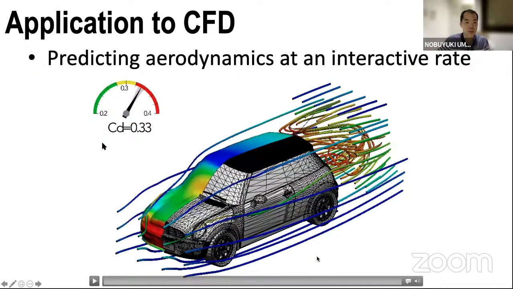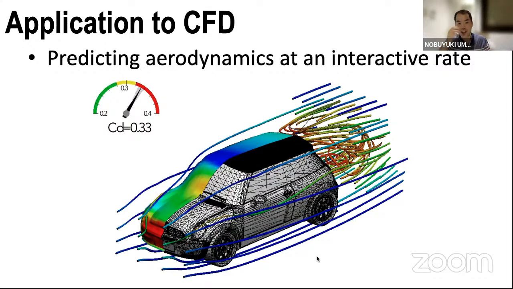Sorry. CD value stands for coefficient of drag. So actually, this stands for how much drag force, the resistance force, the car gets from the air when the car is moving straight. And if it is small, it's nice, but it's extremely difficult to make this number small.